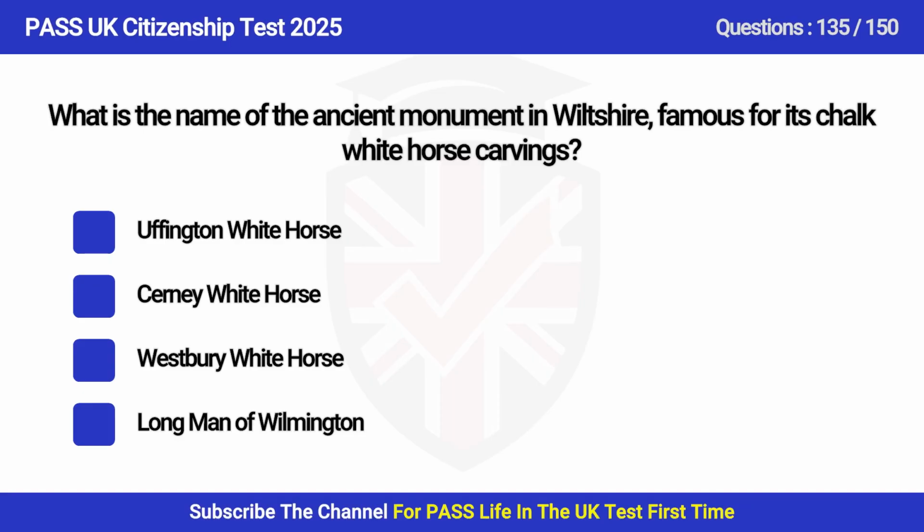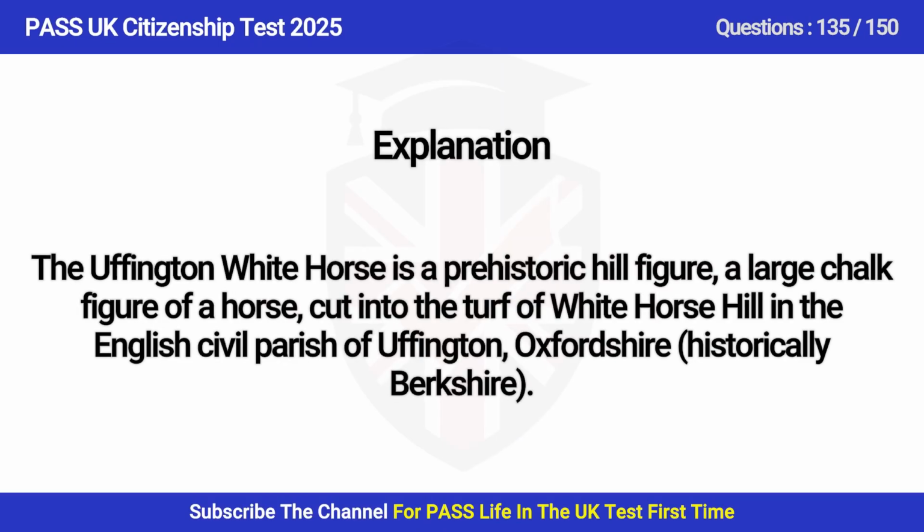Question 135. What is the name of the ancient monument in Wiltshire, famous for its chalk white horse carvings? A. Uffington White Horse, B. Westbury White Horse, C. Cherhill White Horse, D. Long Man of Wilmington. Answer is A. Uffington White Horse. The white horse is a prehistoric hill figure, a large chalk figure of a horse, cut into the turf of White Horse Hill in the English civil parish of Uffington, historically Berkshire.